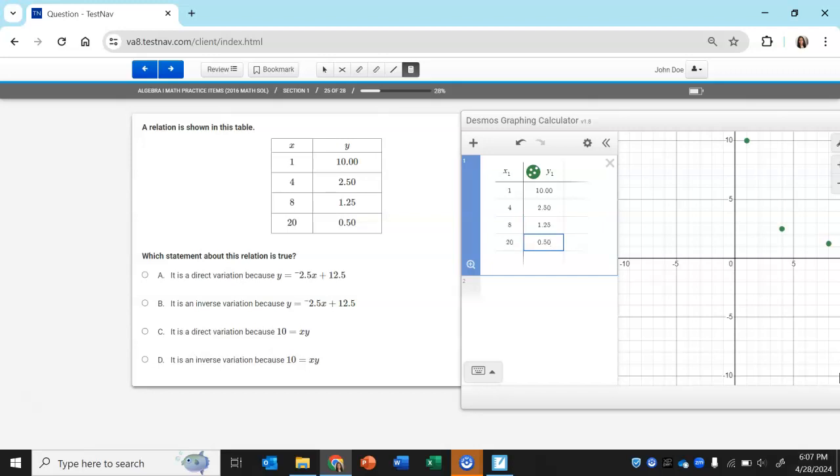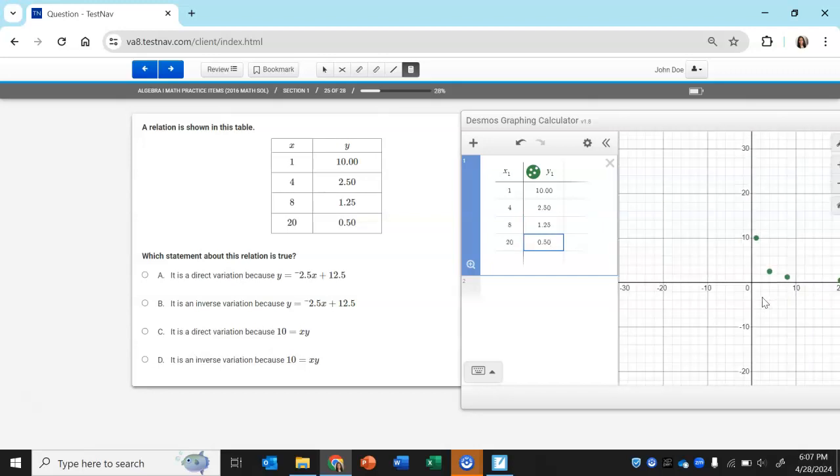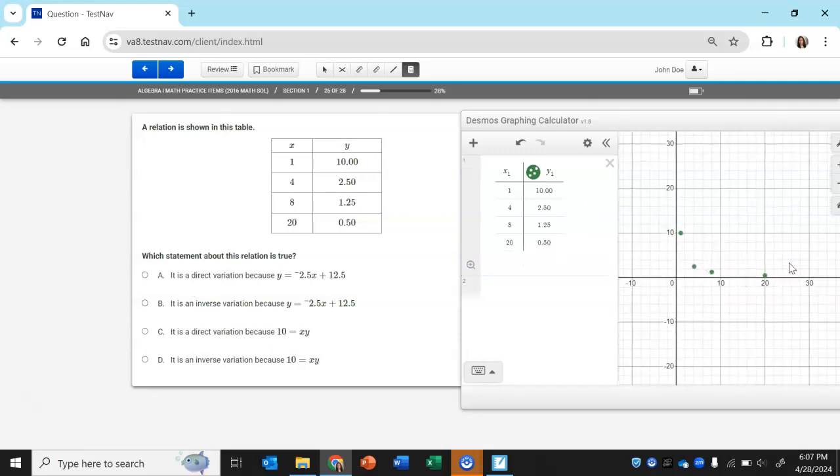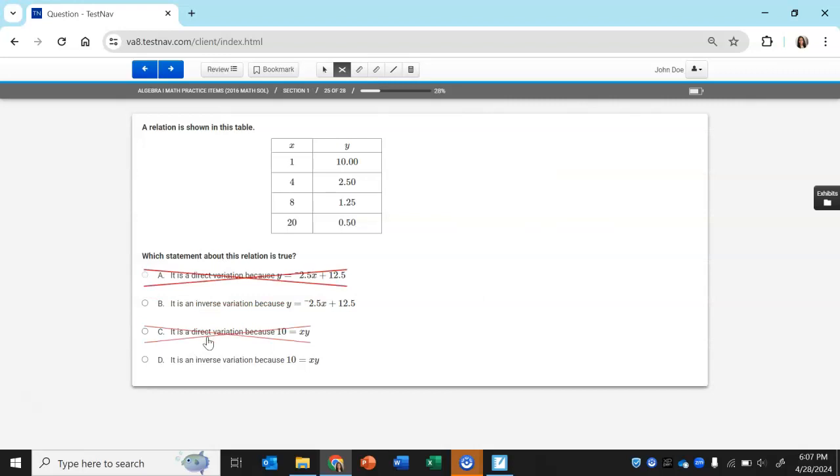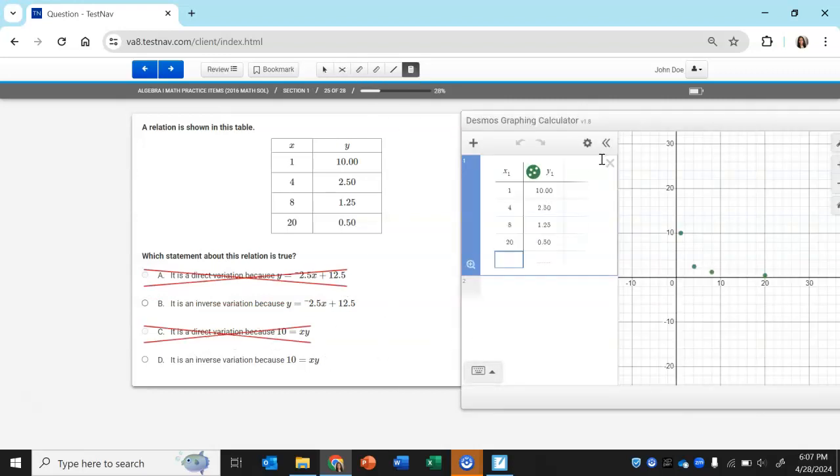Okay, I'm just going to zoom out. It looks inverse to me, right? Because it matches that inverse graph. It's not a straight line, but it has that curve right there. So I know it's going to be inverse. I can go ahead and take off the direct variation, and now I just need to match the graph.